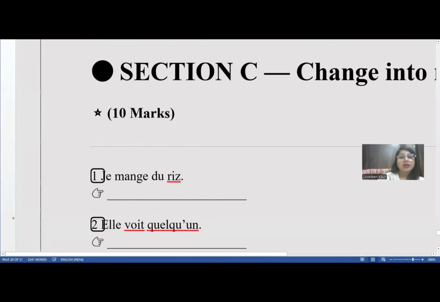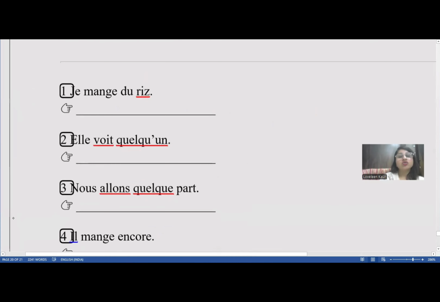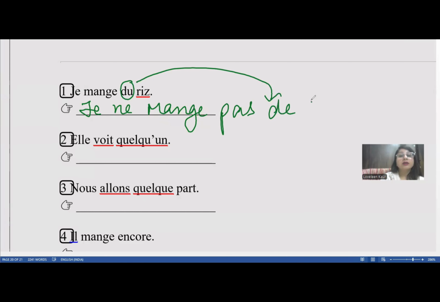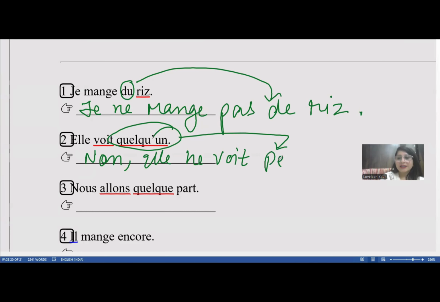Okay, some more are there. You can change. Je mange du riz. I will make it negative. Je ne mange pas de riz. Riz is rice. No, I don't eat rice. Elle voit quelqu'un. She sees somebody. No, elle ne voit personne. Non, elle ne voit personne.